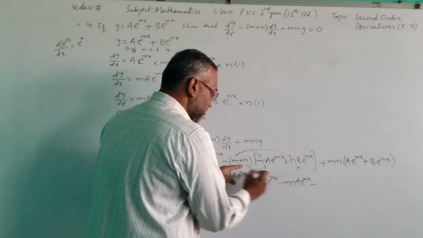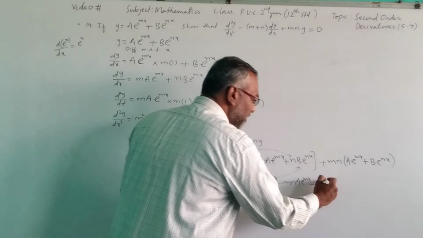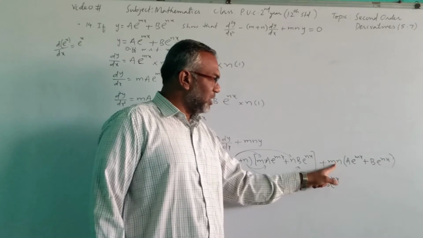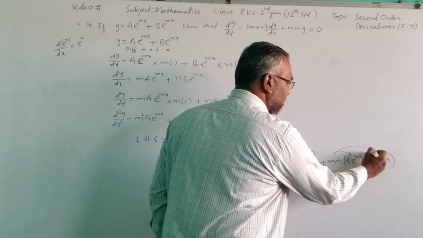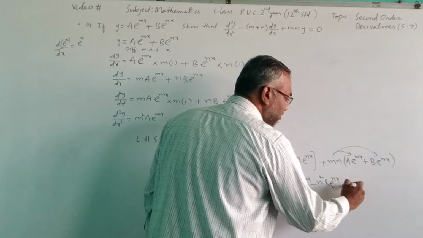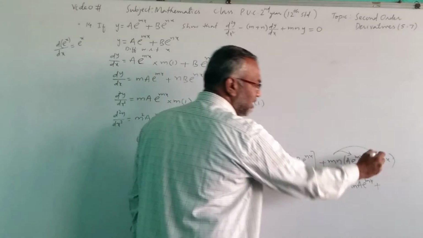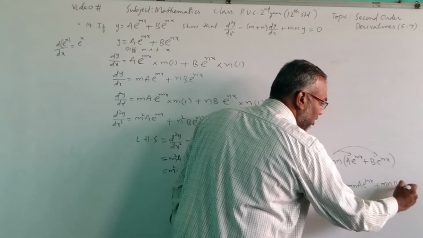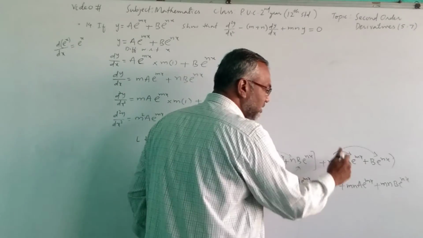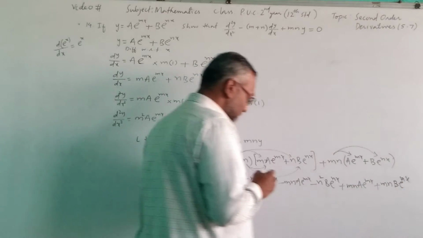Now n into this. n into n will become n square, then here we have b e to the power of nx. Now this one we have to multiply with this also: mn into this and mn into this, right? So that becomes plus into plus is plus, mn a e to the power of mx, and plus into plus is plus, mn b e to the power of nx, right? We got this. We multiplied.